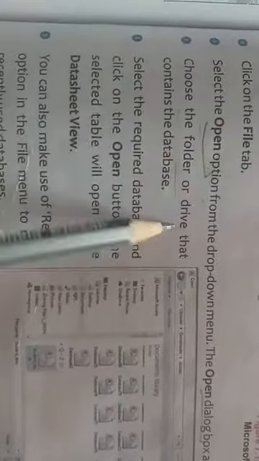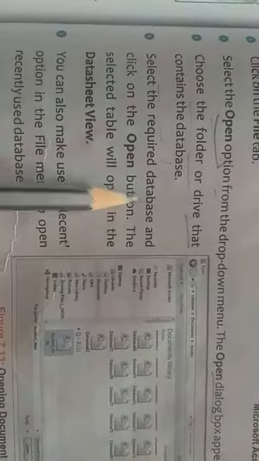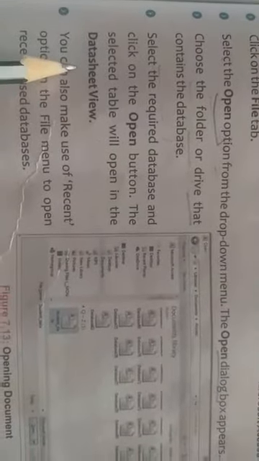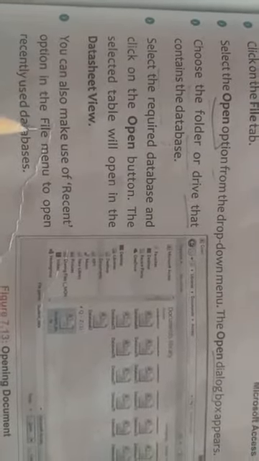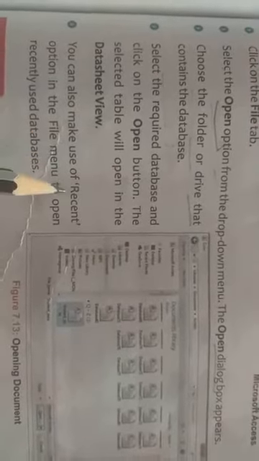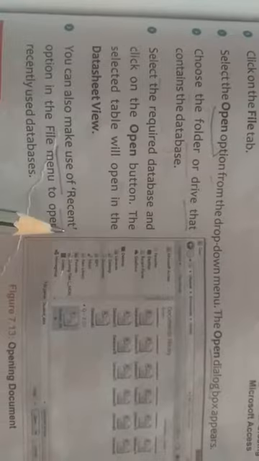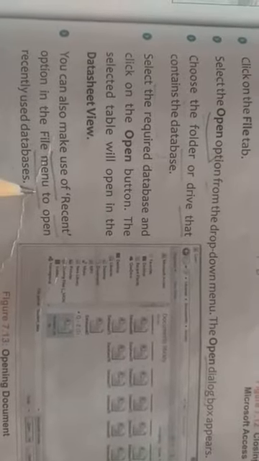Yes, we will choose the folder or drive जिसमें हमने अपना database store किया है, and after that select the required database and click on the open button. So after this we will select our database and then click on the open button. So the selected table will open in the datasheet view. You can also make use of the recent option in the file menu to open recently used databases. Yes, if we want to open any database, then we can use the recent option, that is also present in the file menu, to open recently used databases.